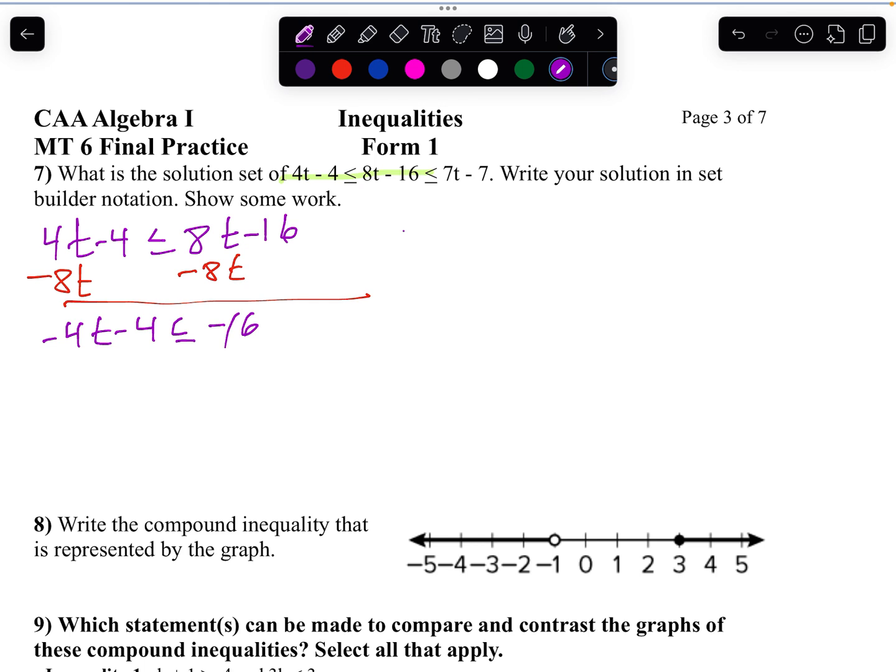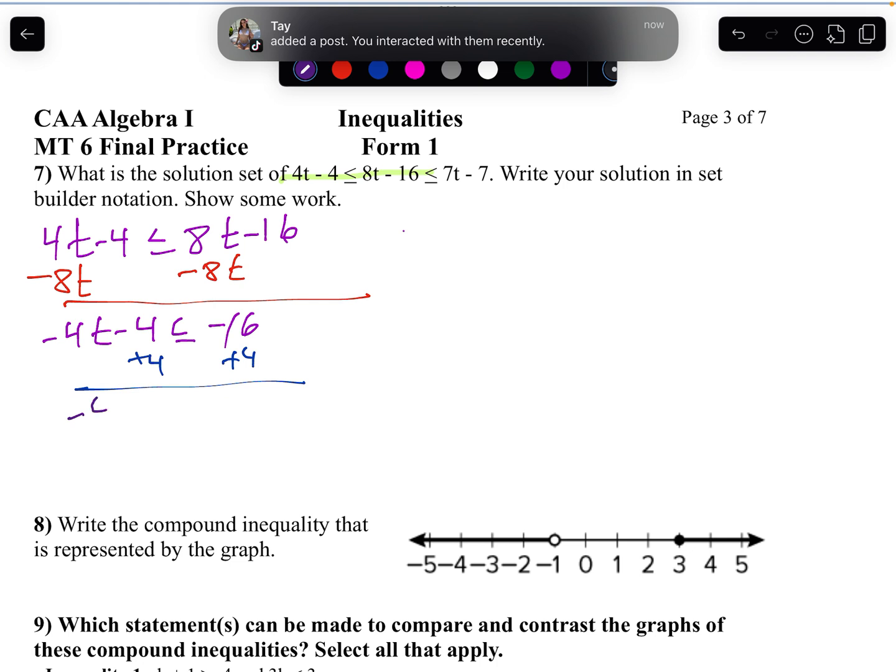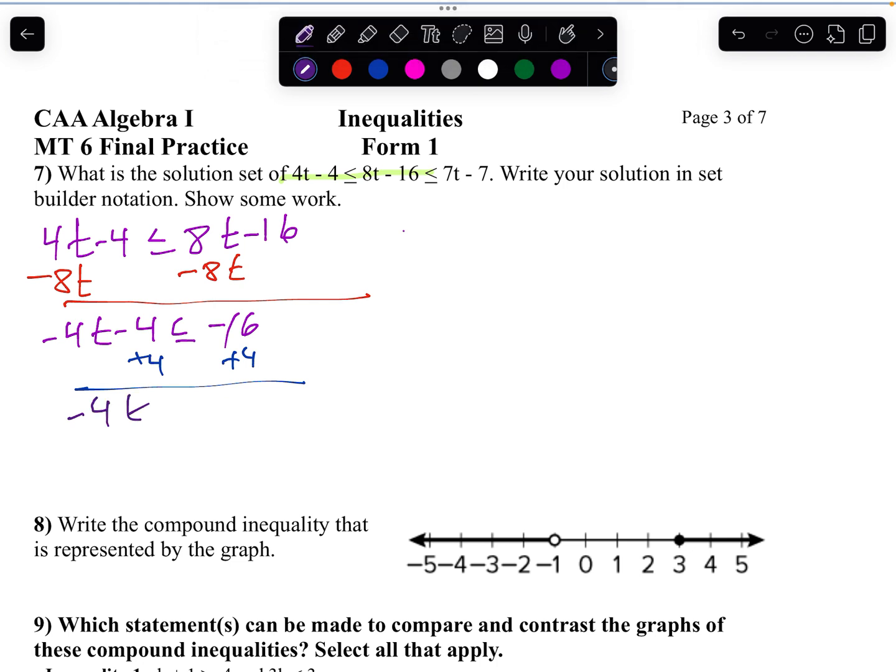Don't forget your negative signs when you do this. So then we'll add 4 to both sides. And we'll get negative 4t is less than or equal to negative 12. Divide by negative 4. Remember, since we have a negative, we'll flip it. So t is greater than or equal to 3.